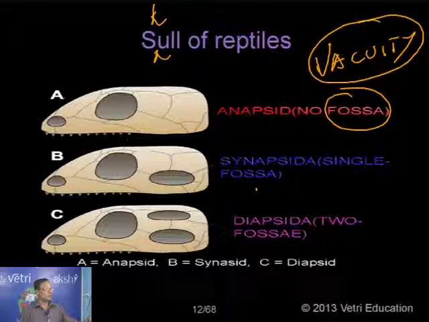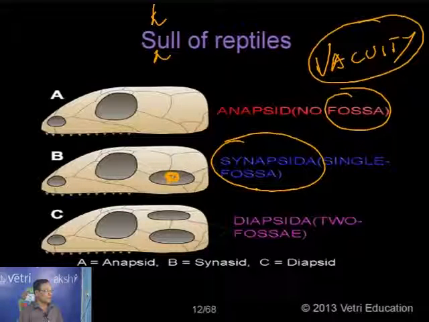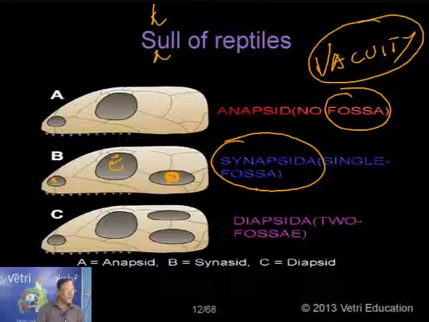Here we represent only three diagrams showing subclass Anapsida, Synapsida, and two more classes, Parapsida and Euryapsida. In the case of Synapsida and Parapsida, we have only one fossa or vacuity. This is the fossa. Here there is no cavity; this one is the eye orbit, not a vacuity, and this is the nasal aperture. In Synapsida there is only one vacuity, and this group includes only extinct animals, with no living representative.